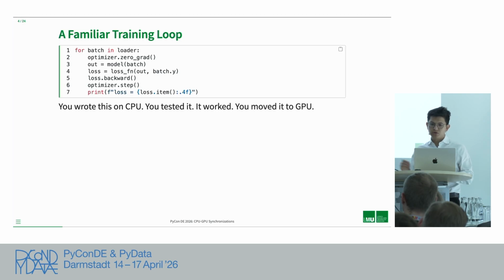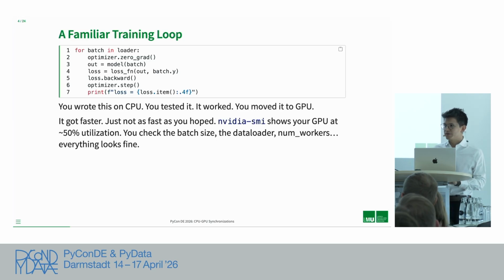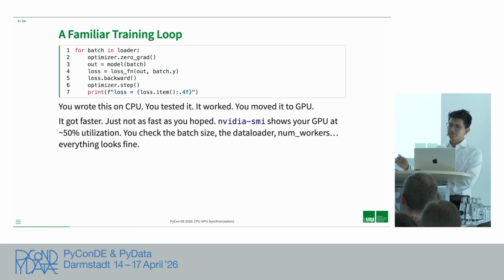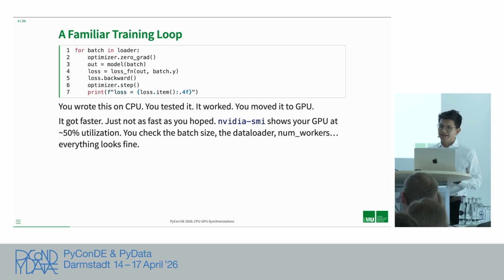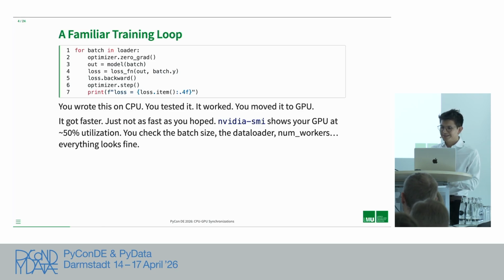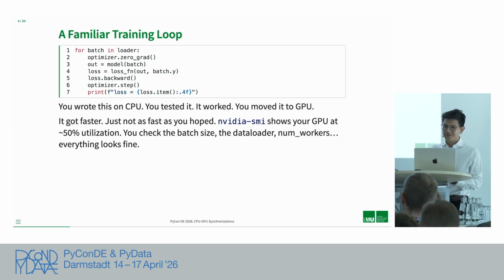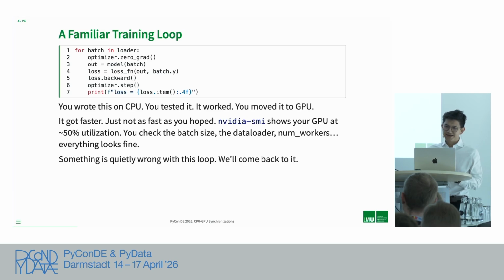Then we move it onto the GPU, and we see that indeed it gets faster, but it's not as fast as we expected it to be. And NVIDIA provides this command line tool that you can use, nvidia-smi, and it will show you the metrics around your GPU, and you might be somewhere around 50% utilization, more or less. And it definitely is probably not 100%. And you check different things, and you see that everything seems to be correct, so what is it that's slowing down your code? And the hint is obviously the synchronization.